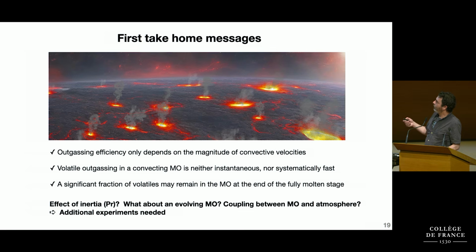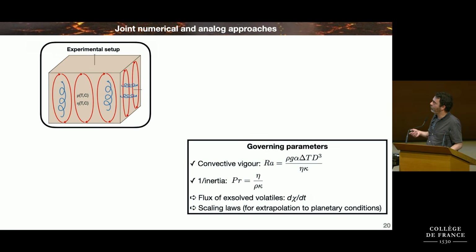What was not entirely satisfactory with this experiment is that they were conducted at the same Prandtl number, and we know that the Prandtl number should evolve with time. So should the thickness of a magma ocean, as I showed before. The thickness of the magma ocean in a fully liquid state should decrease with time as it's cooling down. So we needed to rely on additional experiments, and with this we relied on joint numerical and analog experiments.